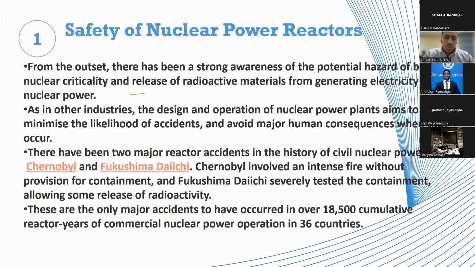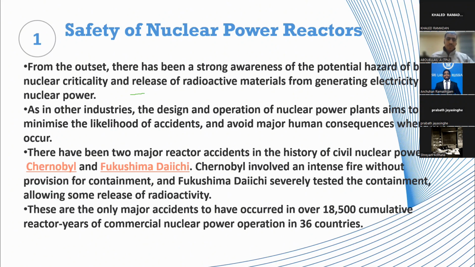The first topic is the safety of nuclear power reactors. From the outset, there has been a strong awareness of the potential hazard of both nuclear criticality and the release of radioactive materials from generating electricity with nuclear power. As in other industries, the design and operation of a nuclear power plant aims to minimize accidents and avoid the major consequences of these accidents to humans and the environment.